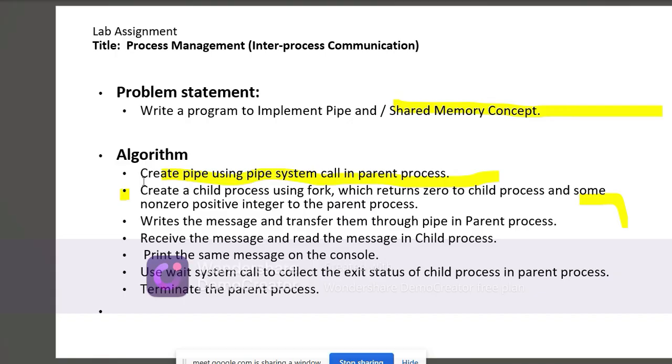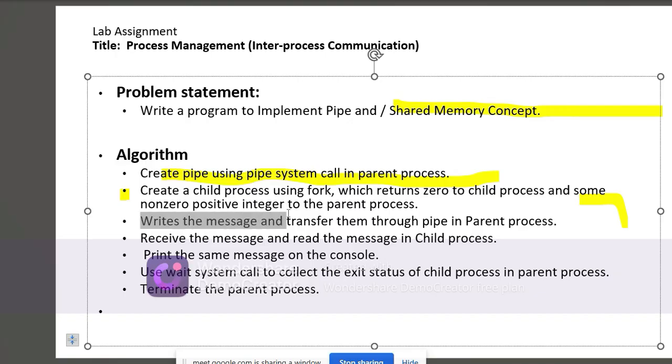Second, create a process using the fork system call, which returns 0 to the child process and some non-zero positive number to the parent process. That means the child process is successfully created. Then you have to write a message and transfer it through the pipe in the parent process. After receiving the message, the child can read it, and whatever the child reads is printed as the same message on the console.